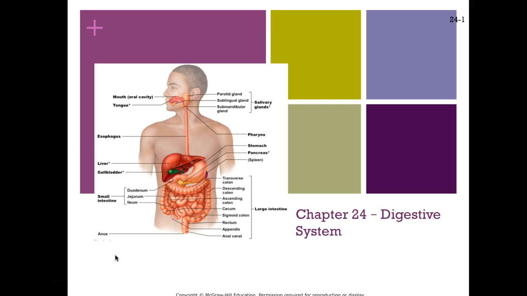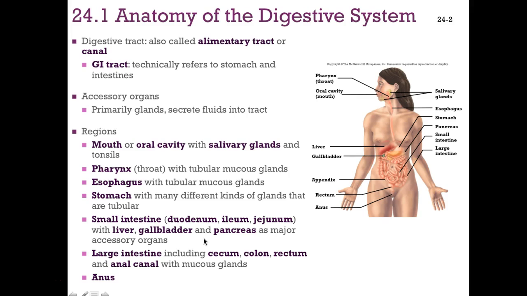Hello everyone and welcome to chapter 24 on the digestive system. So first we want to do an overview over the entire digestive system, which is also called your alimentary tract or canal, also known as your GI tract, which is short for gastrointestinal tract.